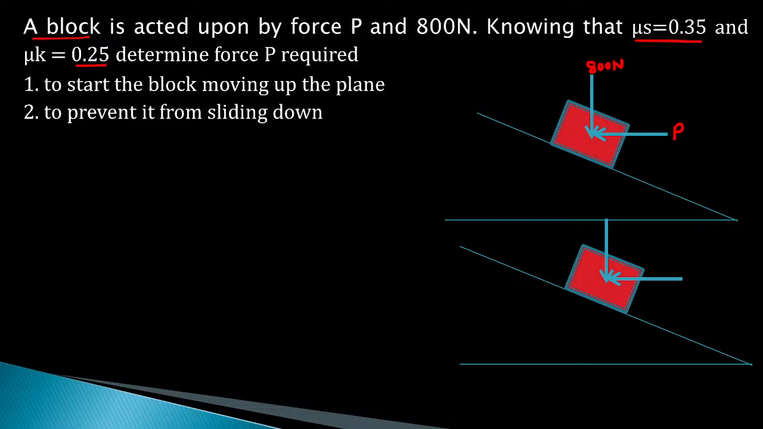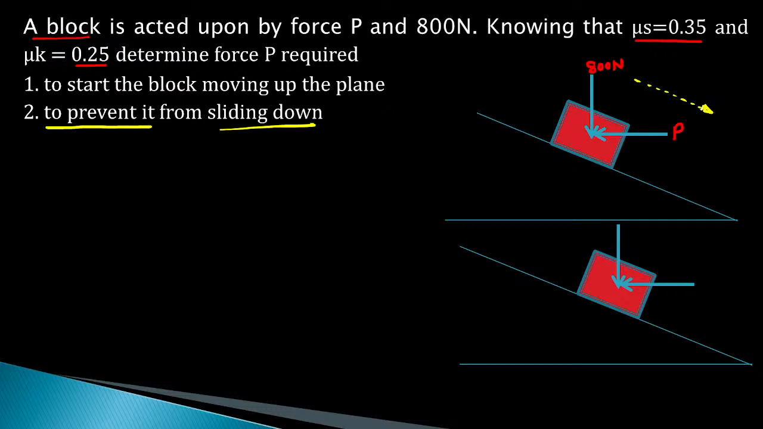Now refer to the second case: to prevent the block from sliding down. To prevent the block from sliding down, what is the direction of the frictional force? The direction of the frictional force will be opposite the impending motion of this block, so it will be in the downward direction.